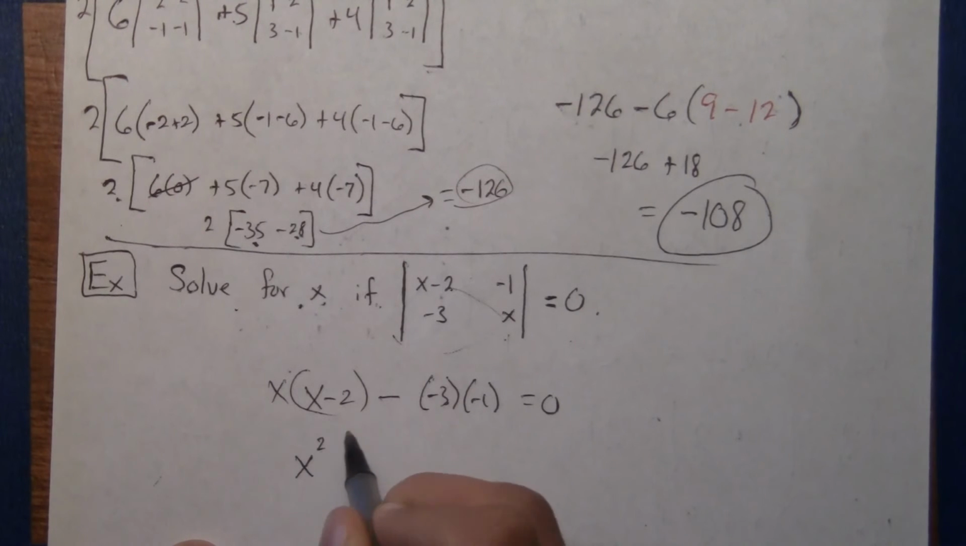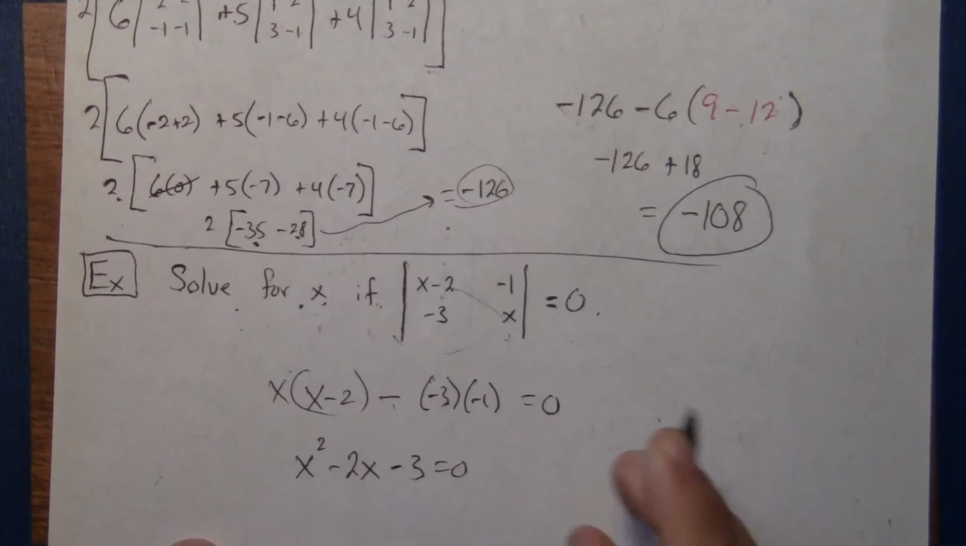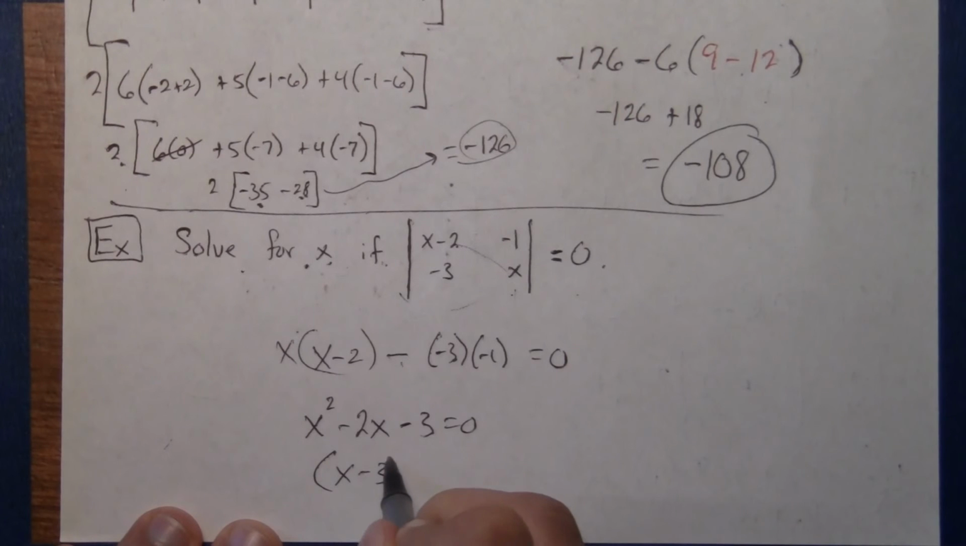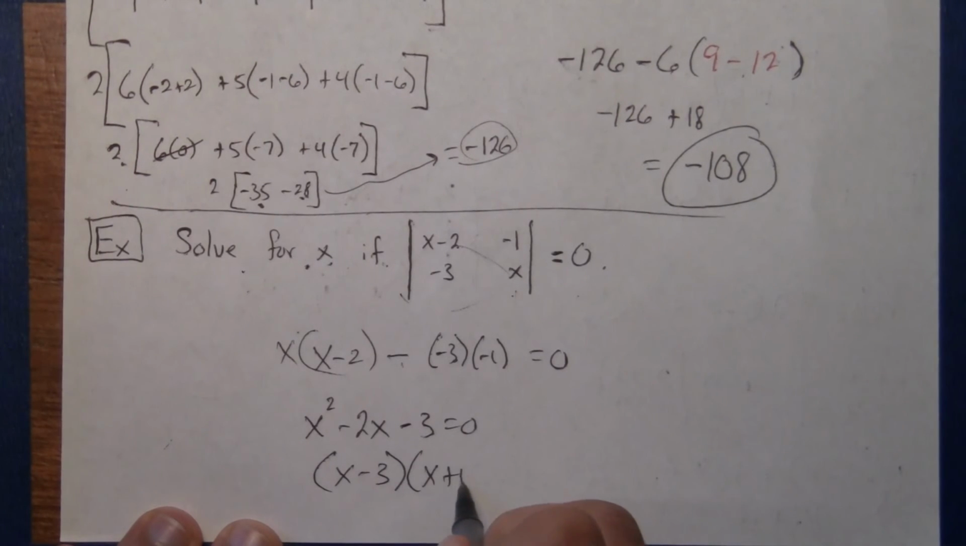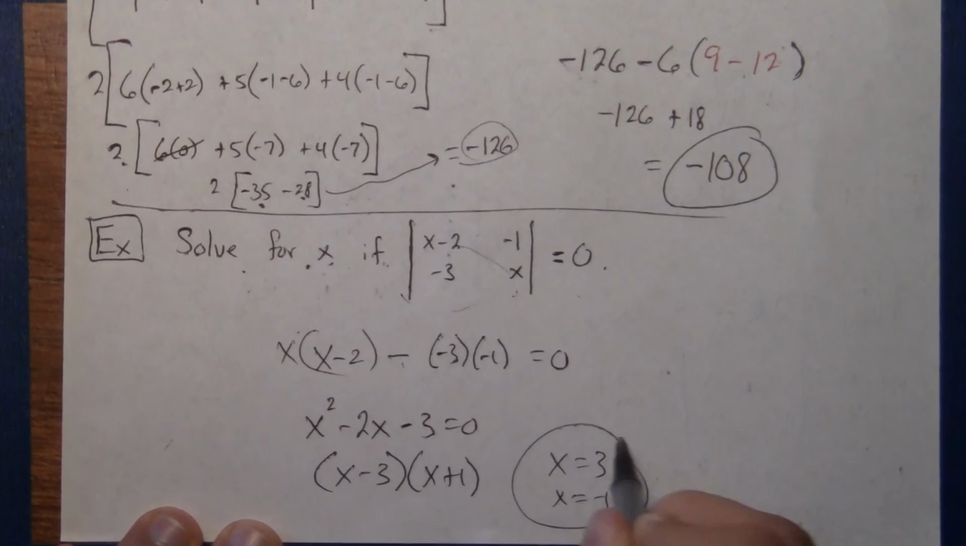Well, it won't take you too long to see if I distribute here, I'm eventually going to have something that's quadratic. That's minus positive 3. All I'm really doing is looking at this quadratic. And for us, we're lucky, it factors into x minus 3 and x plus 1. So I know that x is equal to 3 and x is equal to negative 1.